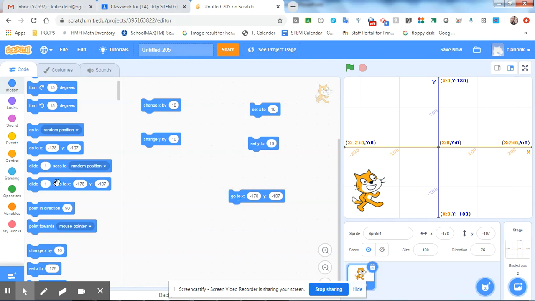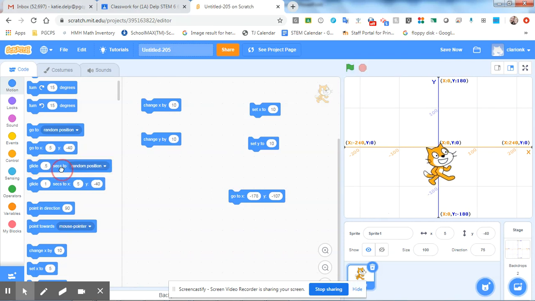But you also have the option to do gliding, right? And you can glide to a specific XY location, or you can glide to, for example, an object or a random position. And you can see when I click on this command, he's not teleporting. We can actually see him traveling from point A to point B. And if we want to change how fast he's traveling, we can change the amount of time here. So I could tell him to glide for 5 seconds to a random position, right? And it slows him down. Or I could tell him to glide half of a second to a random position.